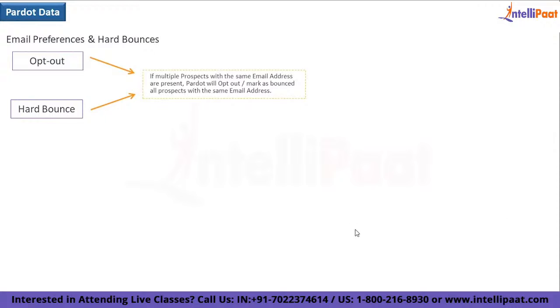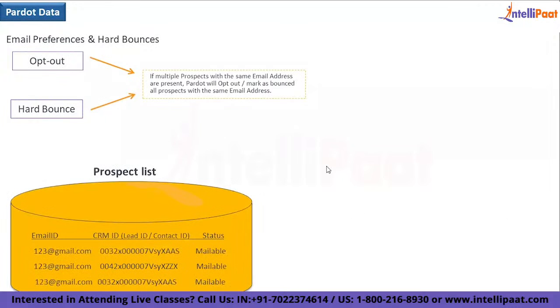It is the same case with hard bounce as well as hard opt-out. Now, if it's a hard bounce, what does that mean? That email address is exactly not found, correct? Take an example: we've got three prospects here with the same email address and a different CRM ID, and one of the email addresses bounces. So we are not sure which CRM ID it is logged with or associated with.